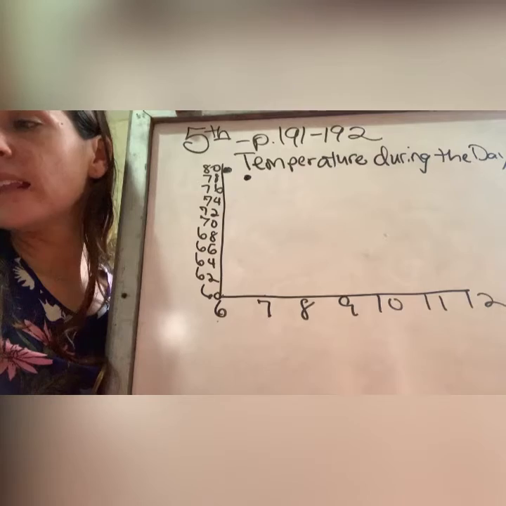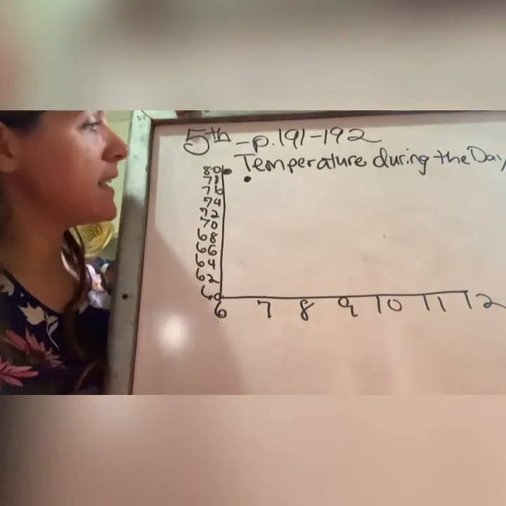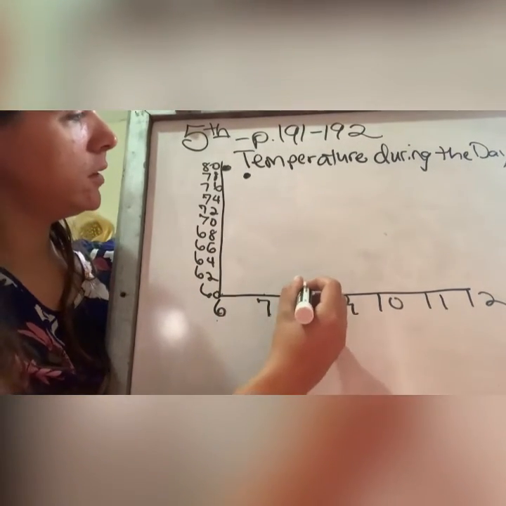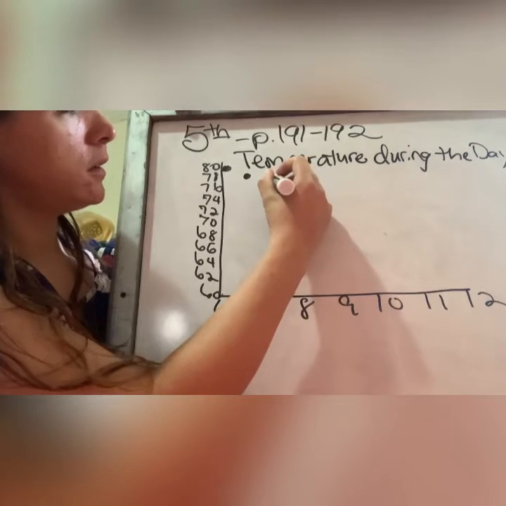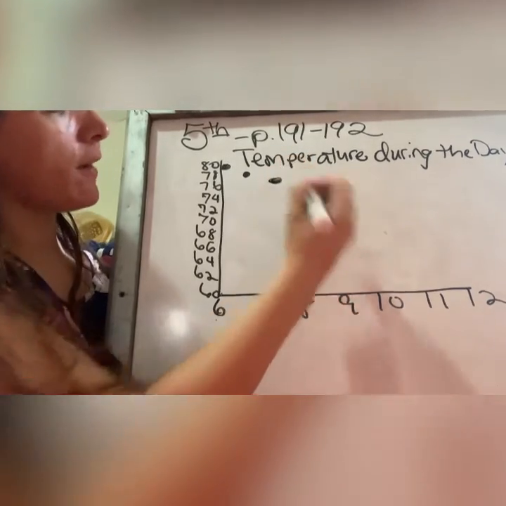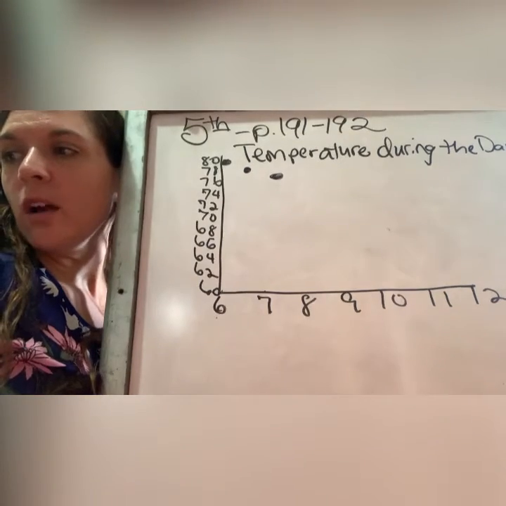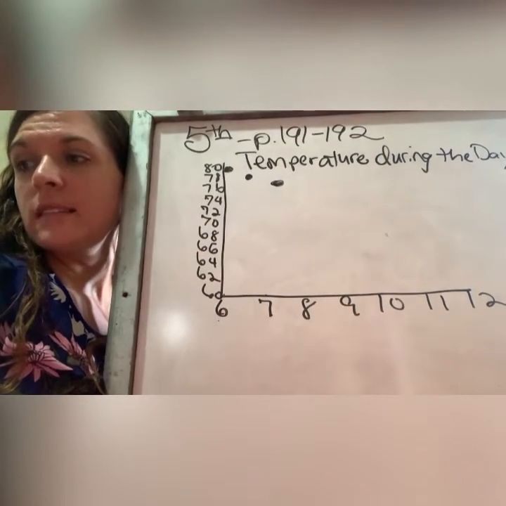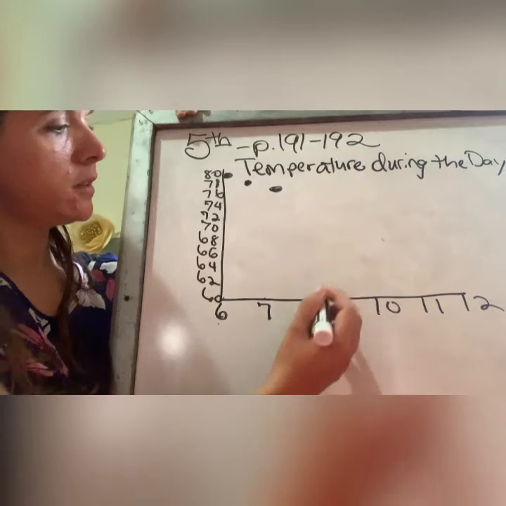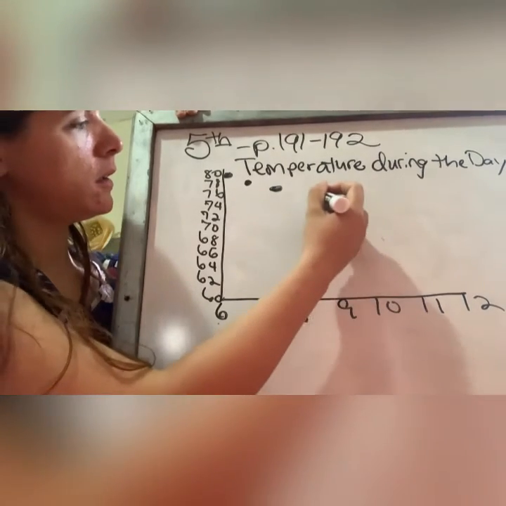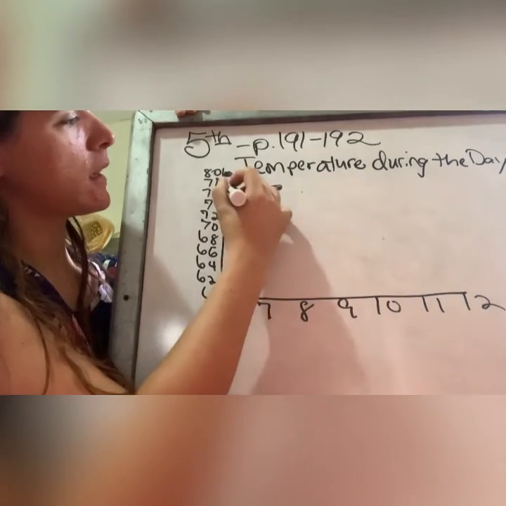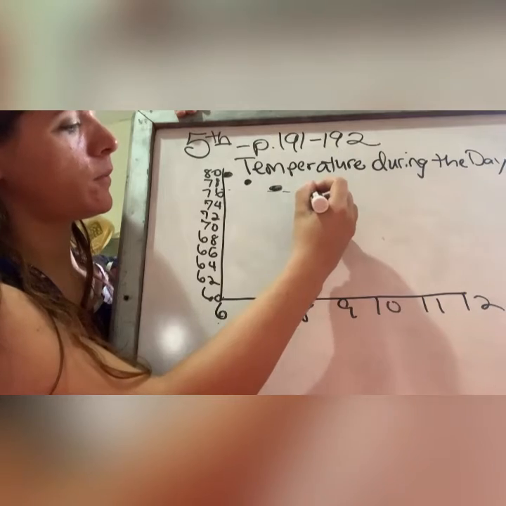Then if you look at 8 o'clock, it was 78, so it's going down. So you put your dot, okay? I'll do one more with you. 9 o'clock was 77, so it's still going down. Which is like right here.